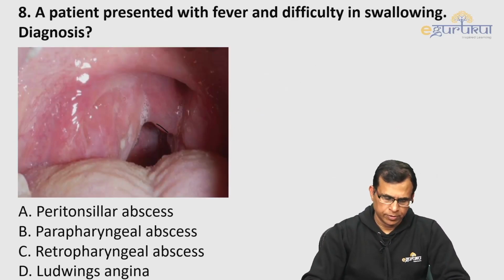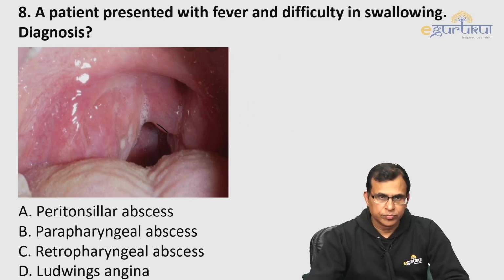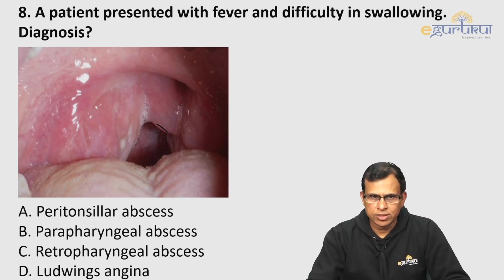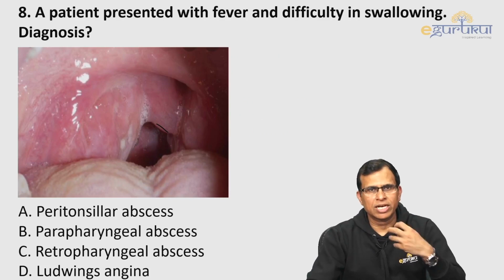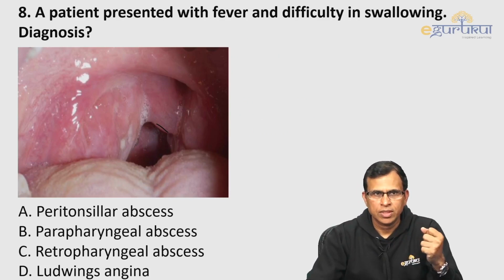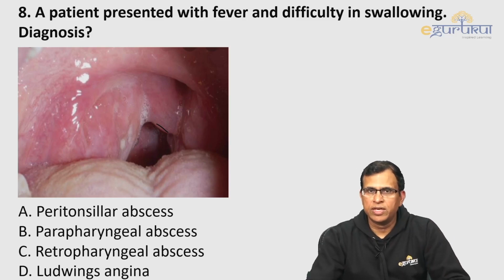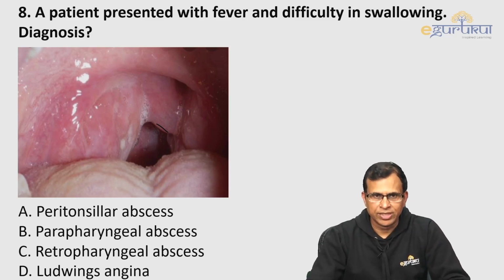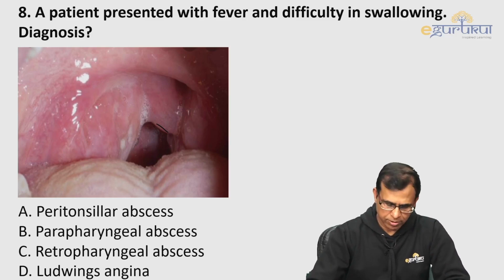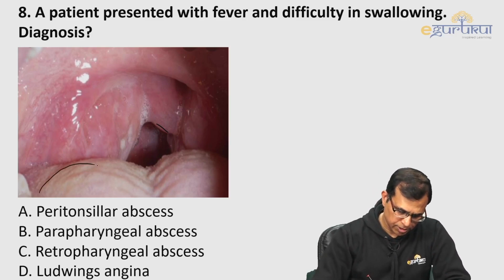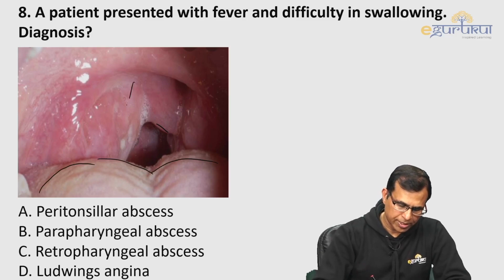Eighth question, next one. Now, this is an image based question. As you can see, this is an image of an oral cavity and oropharynx, and the question says a patient presents with fever and difficulty in swallowing, and they are asking for diagnosis. What do you see in the image? You can see the tongue here. This is the tongue, right? This one is a palate area, soft palate especially, and this is the uvula.